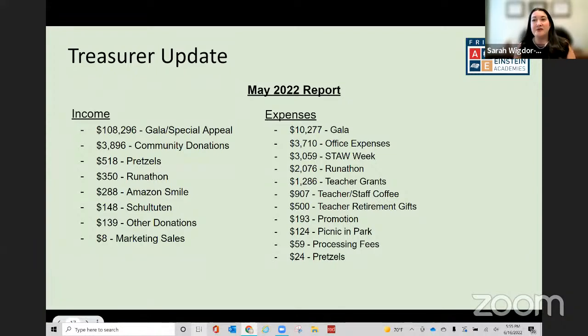Schultuten, as we mentioned, the fourth graders already put them together for next year's kindergarten. So we had some expenses for that. So I think, sorry, Sarah, I think that's supposed to be an expense, not income. It is. I'm sorry. I've had a week and I was rushing with all of that. My bad.